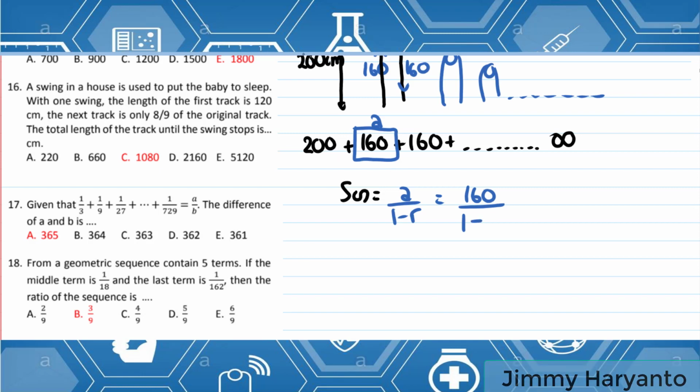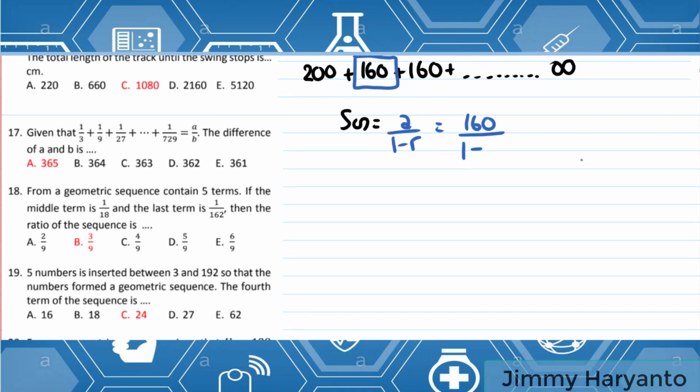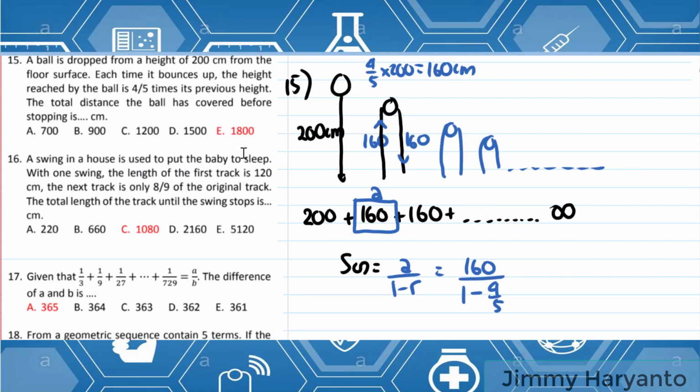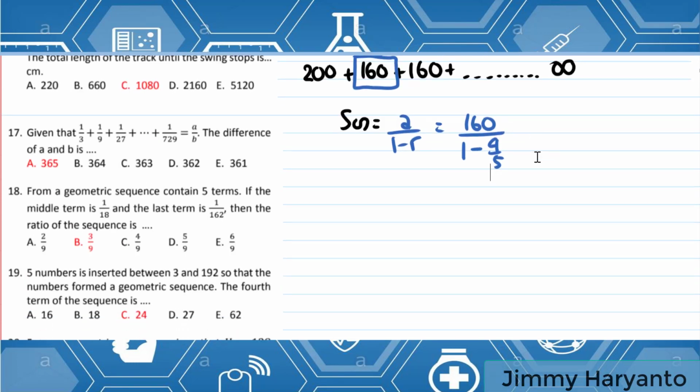The ratio you will get from right here, 4/5 times. So the ratio is 4/5. If you forget whether this one is the ratio, you can also find the ratio by dividing 160 by 200. The result will be 800 centimeters, times by 5, 800.